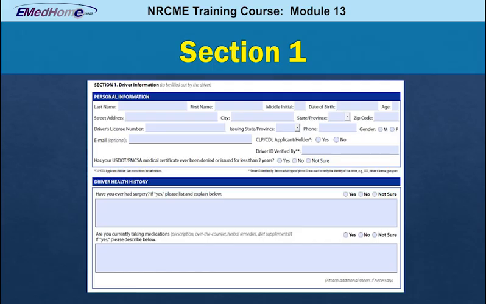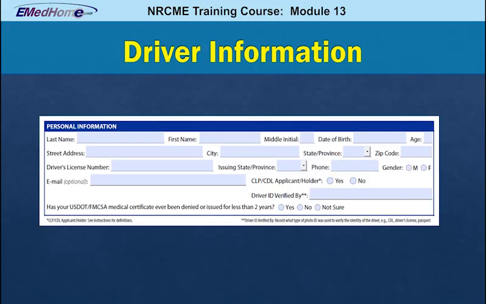Section 1 is for recording driver information and health history. The driver completes these sections with the exception of the Driver ID Verified By field. A complete physical examination is required for new certification and recertification. Any individual can request and be given a Federal Motor Carrier Safety Administration physical examination.